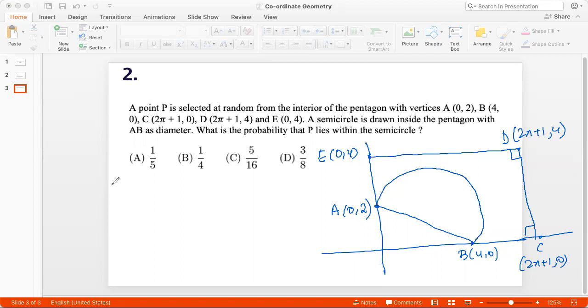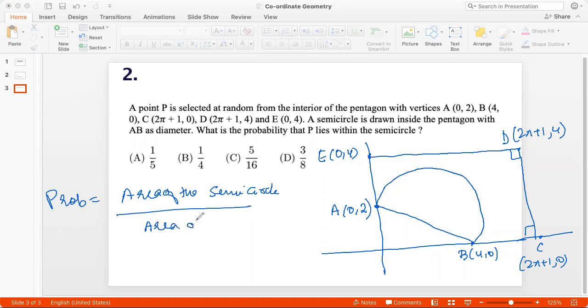So basically the required probability would be the area of the semicircle divided by the area of the pentagon. Because if P is a point inside the pentagon, the probability that P lies within the semicircle will be the area of the semicircle divided by the area of the pentagon.